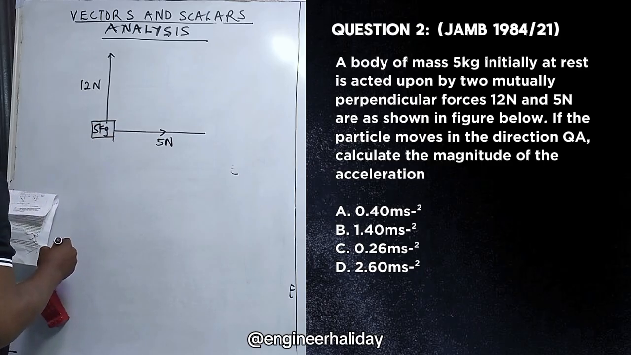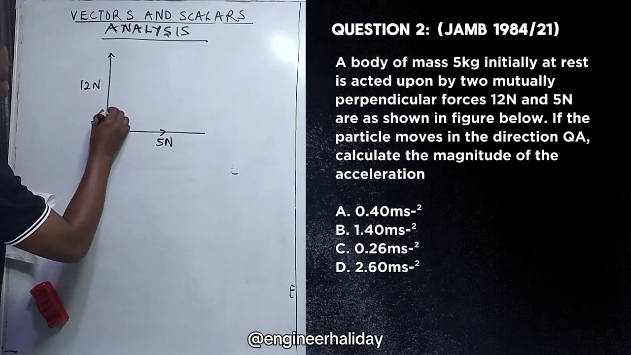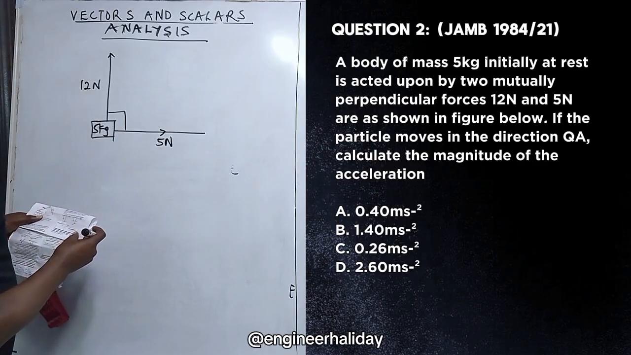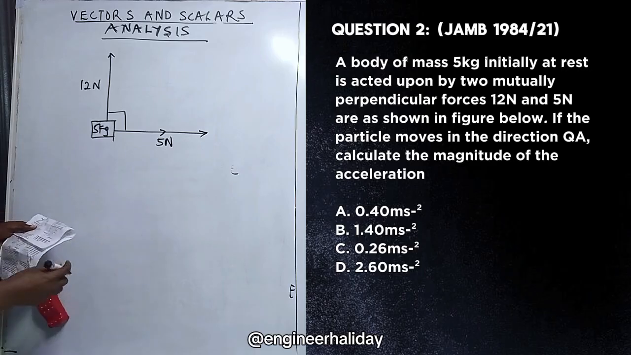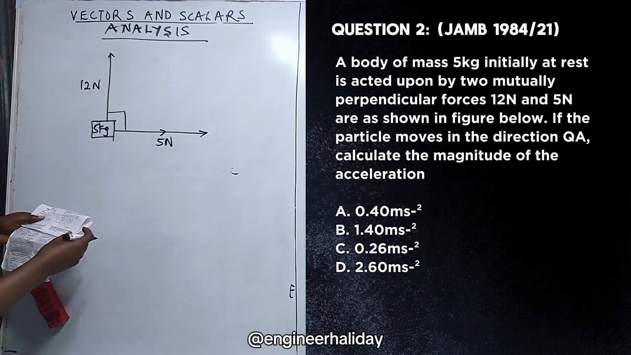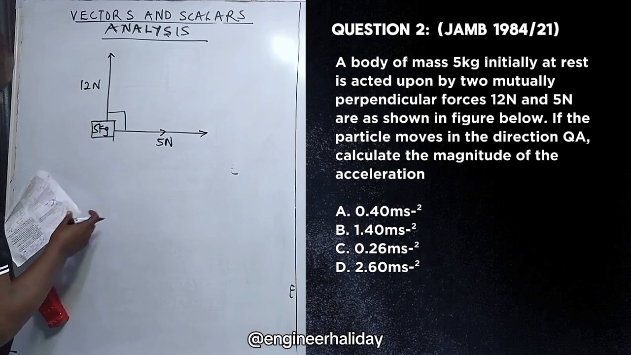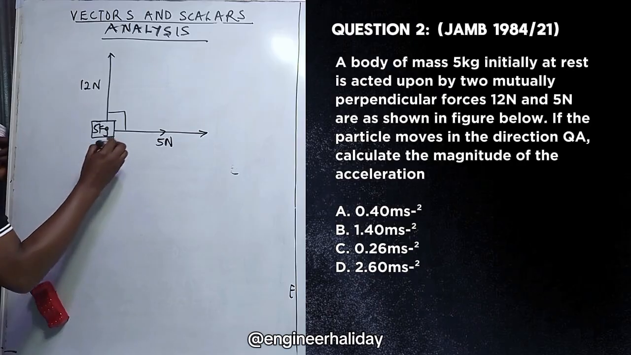A body of mass 5 kilogram initially at rest is acted upon by two mutually perpendicular forces. That means right angle forces, 12 Newton and 5 Newton, as shown in the figure below. If the particle moves in the direction of QA, what is QA? That means the direction in which we move. Calculate the magnitude of the acceleration.